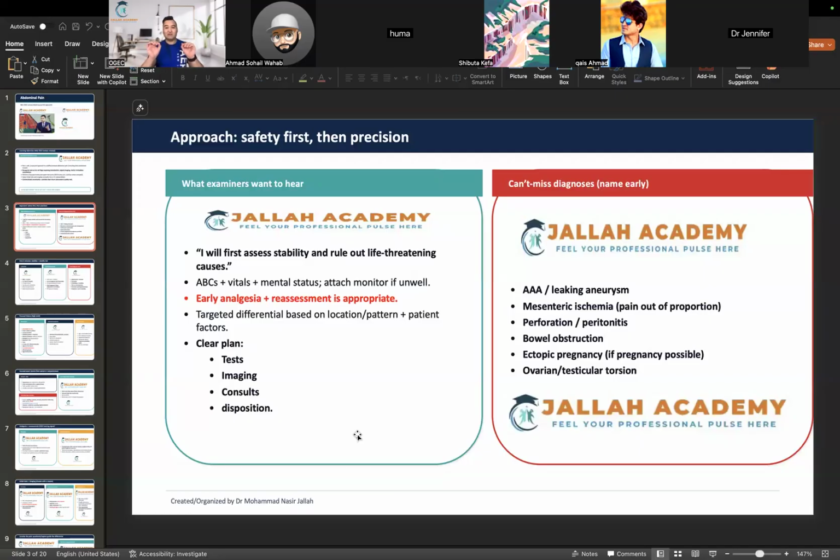He exactly wants to hear that you care and you are there to provide the painkiller. Analgesia first, then do whatever you need to do, whether you're doing CT scan, imaging, physical examination, history, consultation. If the patient is in pain, stop everything, provide painkiller, then move on. Okay? So target differential based on the location, patterns, and patient's factors.